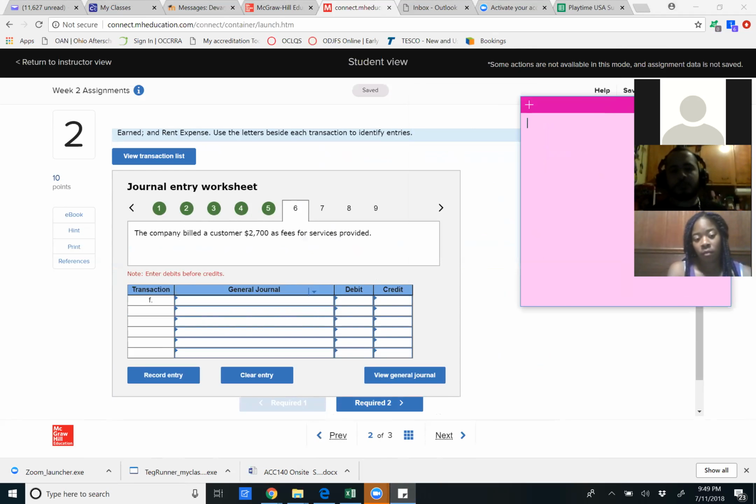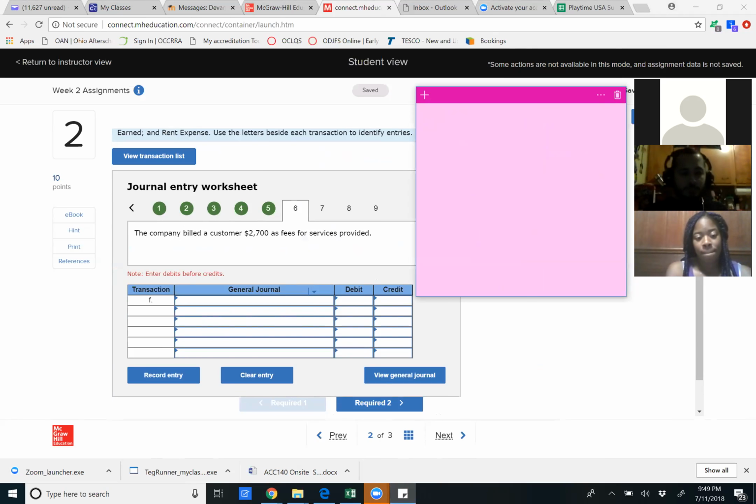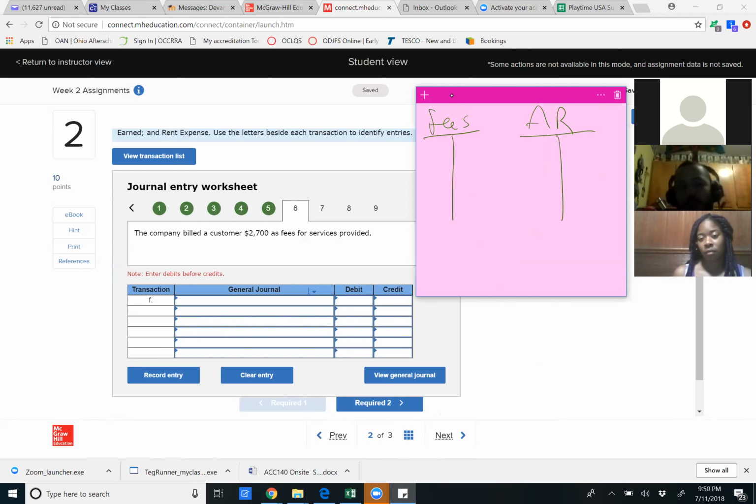All right. So this one, the company billed a customer $2,700 as fees for services rendered. So we're going to go with fees earned. And since we did not receive cash, because if we received cash, it would tell us, we're going to use AR, which is receivable. Receivable is an asset. So we're going to do DEA.